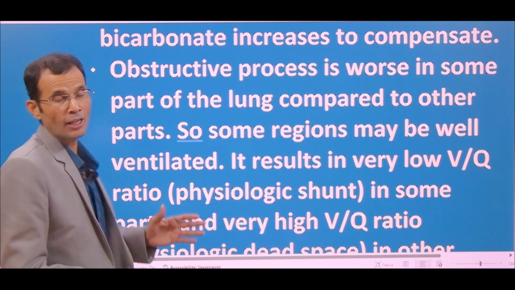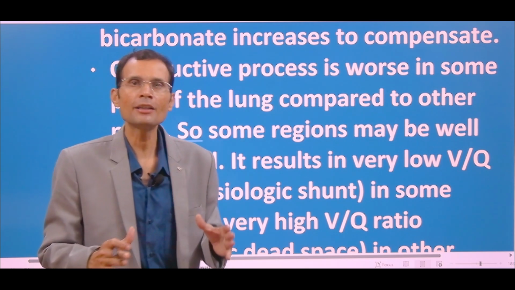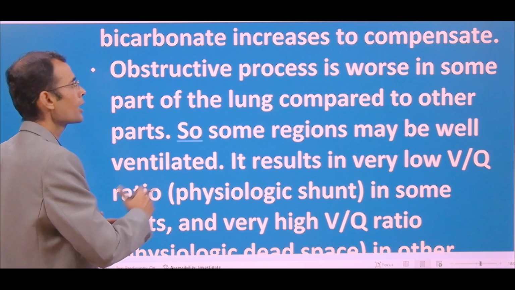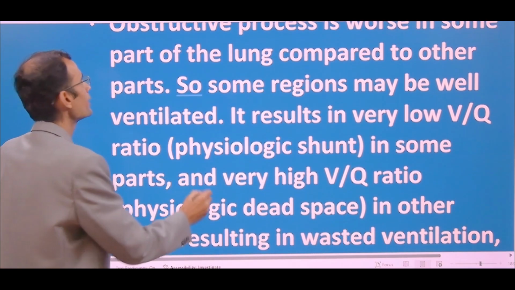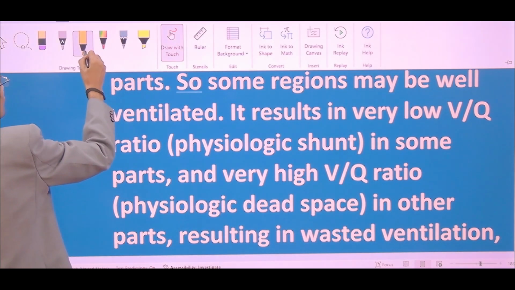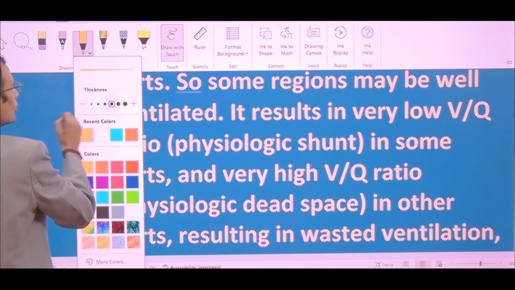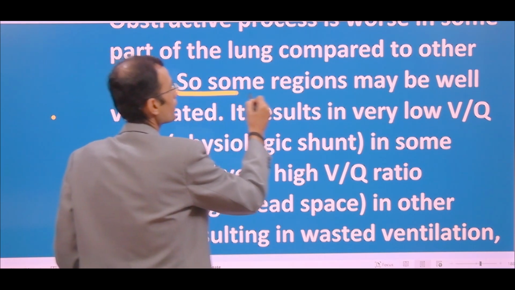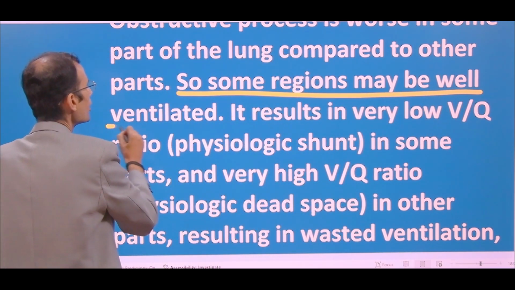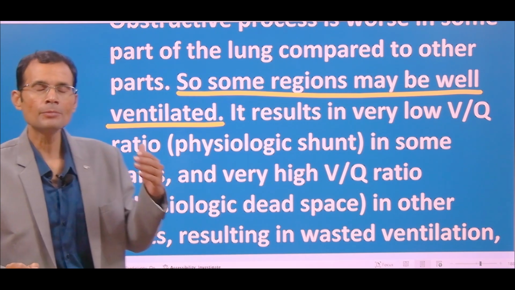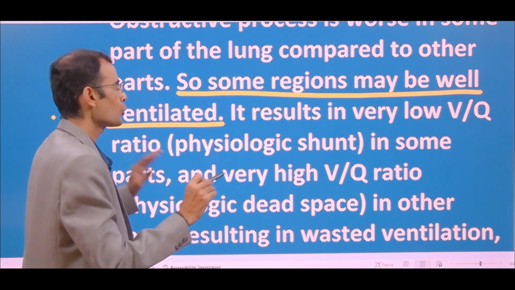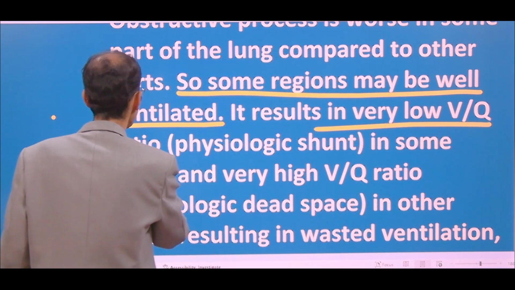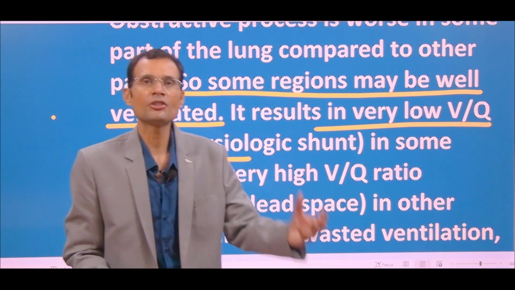Now this is another important point that I want to highlight. The obstructive process is worse in some parts of the lung compared to others. I want to highlight this, and please have a great understanding of this particular thing. Some regions may be well ventilated, but some regions are poorly ventilated. So what happens is, there may be a very low ventilation to perfusion ratio in some regions.